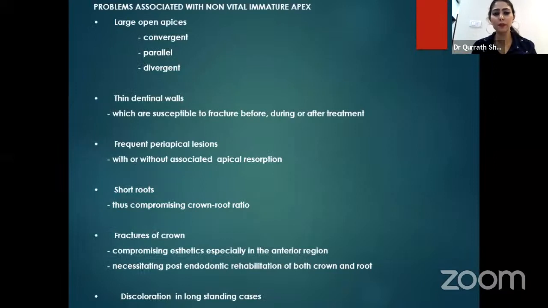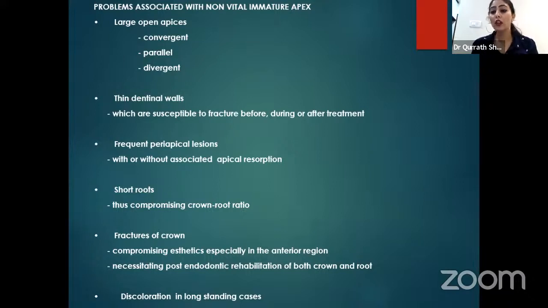So what are the different problems which are associated with this non-vital immature apex? As we know, your apex is quite wide. Your canal walls can be convergent, divergent, or parallel, and they are very thin dentinal walls. Like I said when I started, they are more susceptible to fracture during the treatment and even after the treatment.